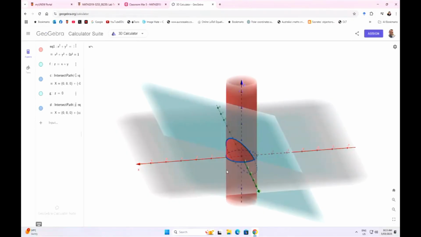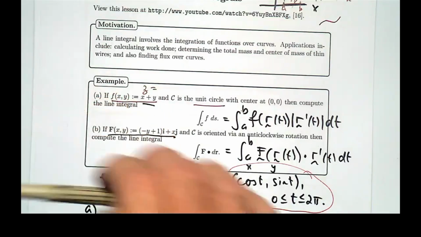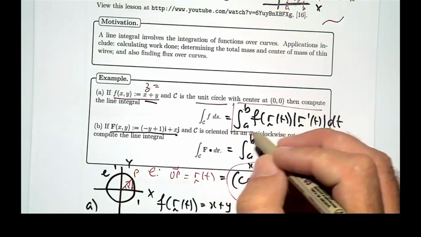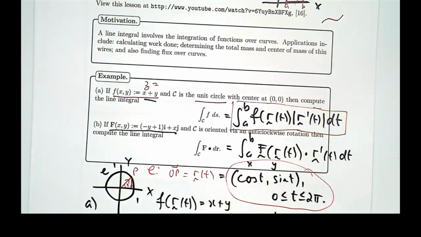So how do you do it? We need a definition. This is the definition that we used. So what's r here? r is a way of describing the curve that you're integrating over. Here it's a unit circle. It's a pretty easy parameterization: x equals cos t, y equals sin t. That's pretty easy.